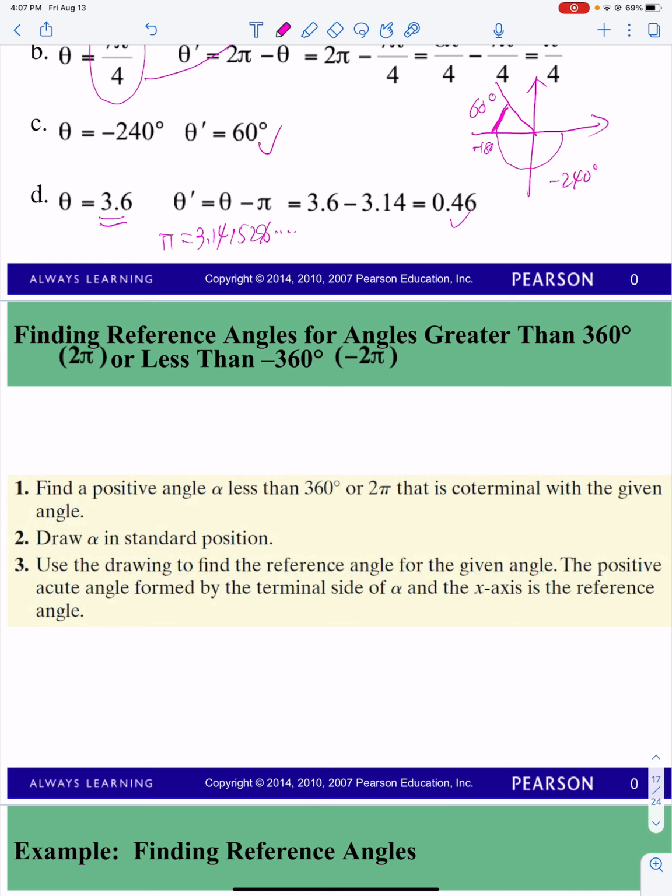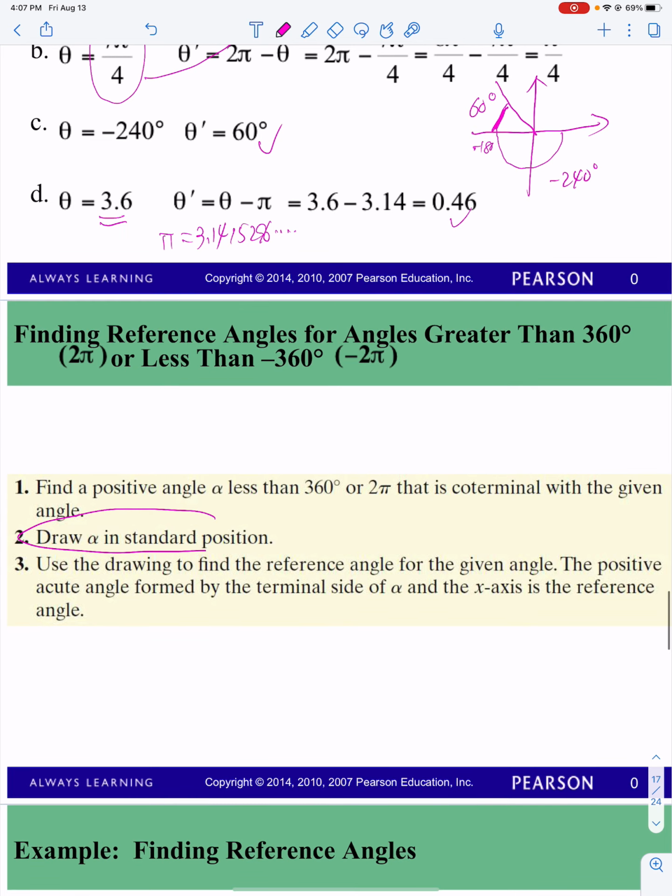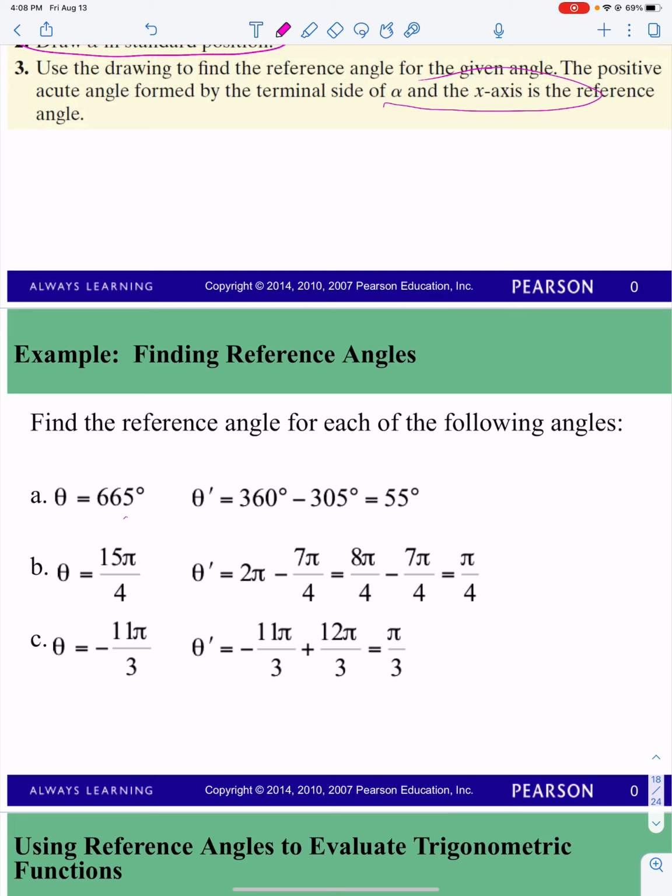What will you do? You draw the alpha in the standard position, and then you find the angle with the x-axis. Yeah, so this is what we do there. You find the reference angle. You can do all these things.